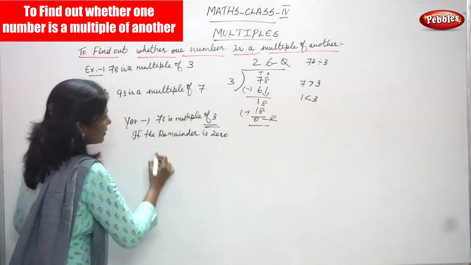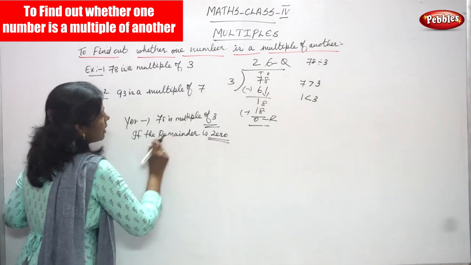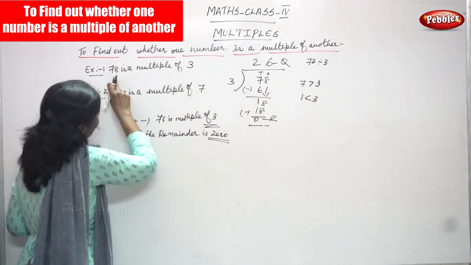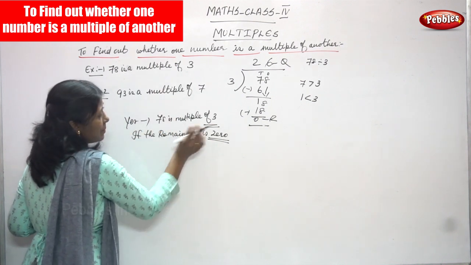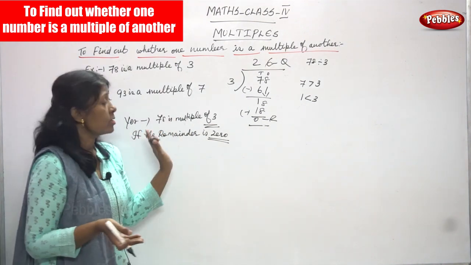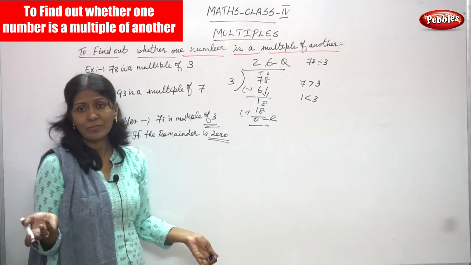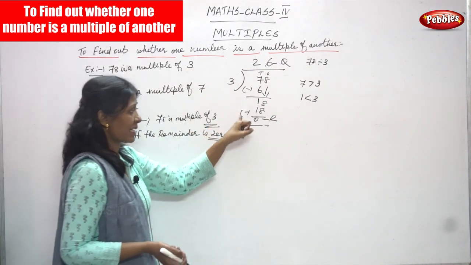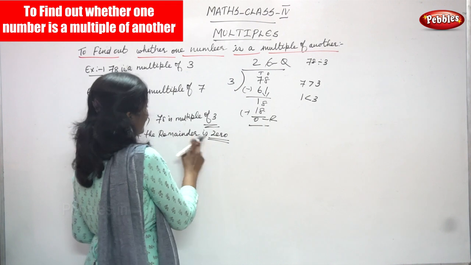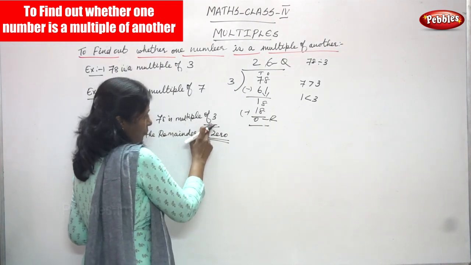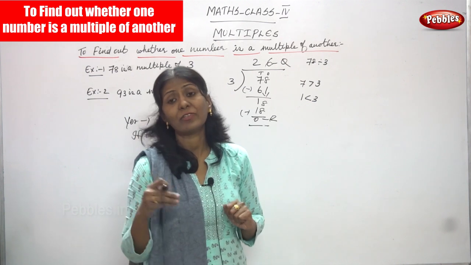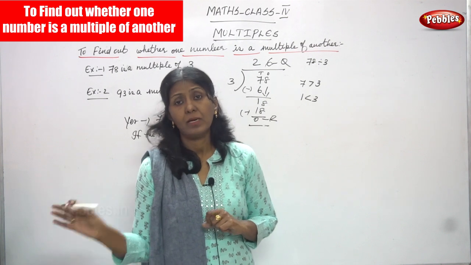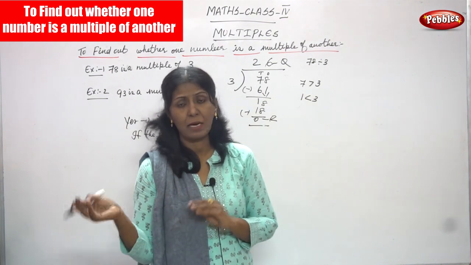So I have told you, if the remainder is 0, the given number is a multiple of the other number. That is, 78 is a multiple of 3. Yes, 78 is a multiple of 3. If the remainder is not 0, then 78 would not be a multiple of 3. But here, exactly, you get the answer 0. So if the remainder is 0, yes, 78 is a multiple of 3. If the remainder is any other number, the given number is not a multiple of the other number. You can say it like this.